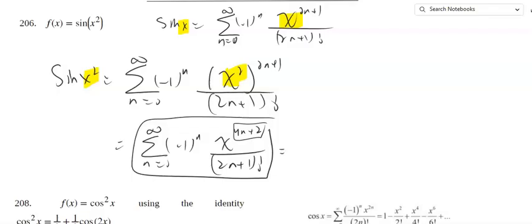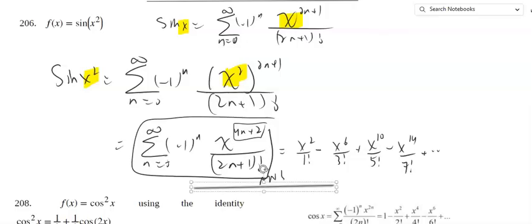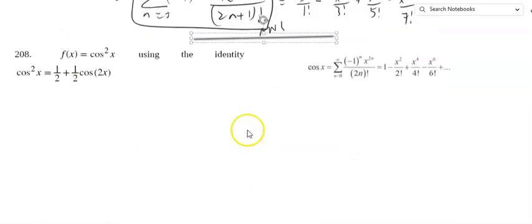And if I wanted to list a few of the terms, n equals 0 will give you x squared minus, n equals 1 will give you x to the 6 over 3 factorial, x to the 10 over 5 factorial. Again, you should know both of those. That's the point of you writing this, but that's the answer in the back of the book, and that's what you should do. The author seems to like the summation. You're responsible to know both when the time comes.